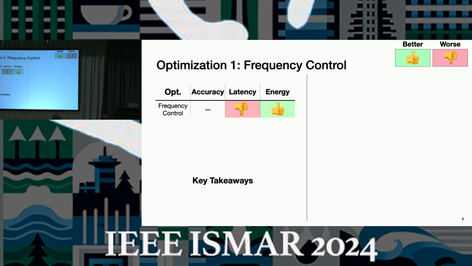Here we use green with sum up for better impact and red with sum down with worse impact, where darker colors and more sums mean higher intensity. We first use the processor's frequency as a knob to trade minor latency for moderate energy savings.